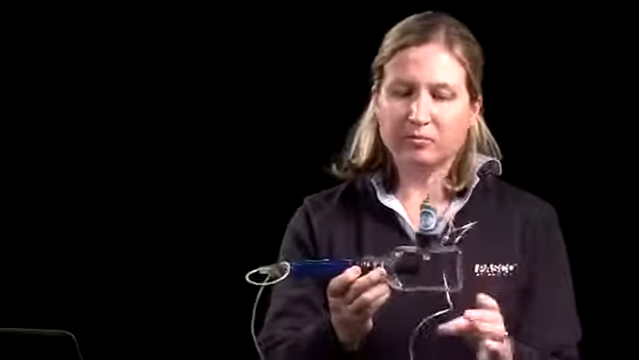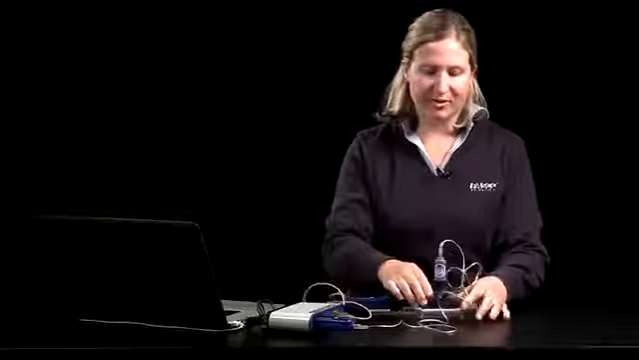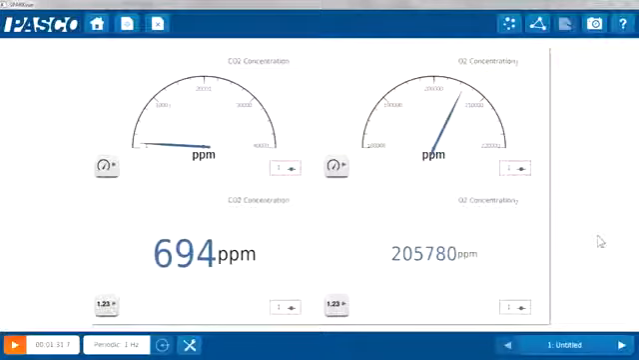So right now, my sampling bottle is empty, but I would remind students that it has air, it has those gases commonly found in air present inside the bottle. And on the screen, you can see the initial parts per million, the concentration of each of those two gases.